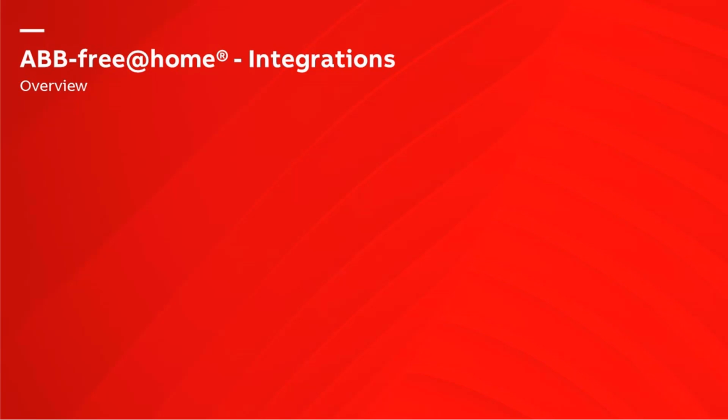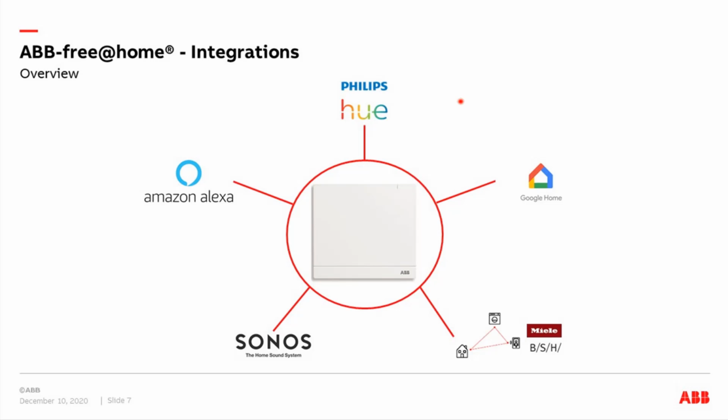Okay, so let's start first of all with a short overview about the integrations. Which integrations are available, you already heard now. The key aspect for all the integrations is always the smart access point. So when the question comes how we integrate, for example, a Philips Hue or a Sonos or Alexa into free at home, then the connection to these third-party systems is always established via the system access point.